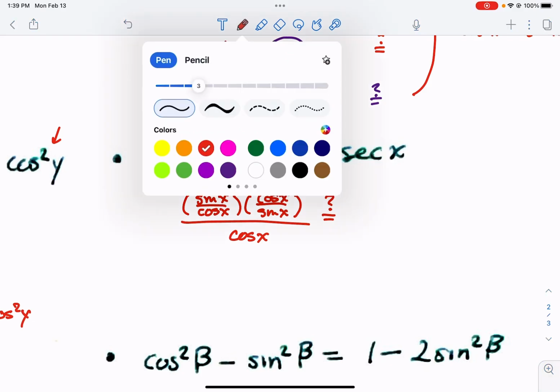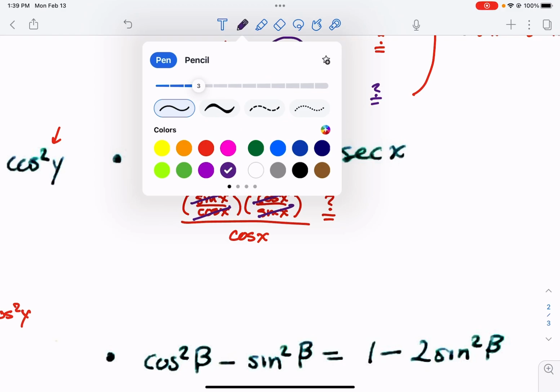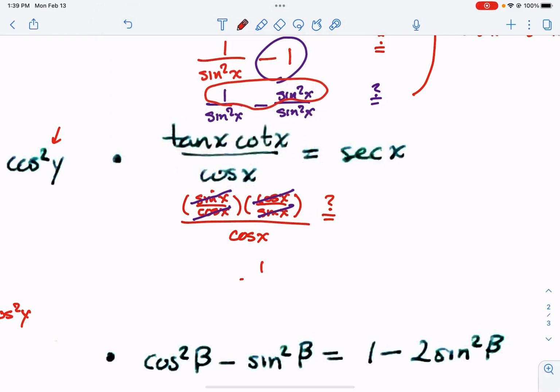Well, look at that. Right, this cosine will cancel with this one. This sine cancels with this one. So we're just left with a big old 1 in the numerator. All right, I mean, it's like if you had 3/4 times 4/3. What do you get? You get 1. Right, same kind of principle here. And 1 over cosine, we know that that's what secant is, right? So the left side just turns into secant of x.